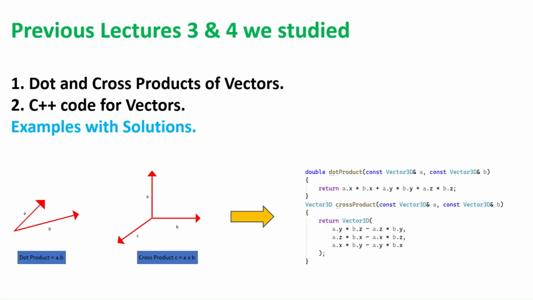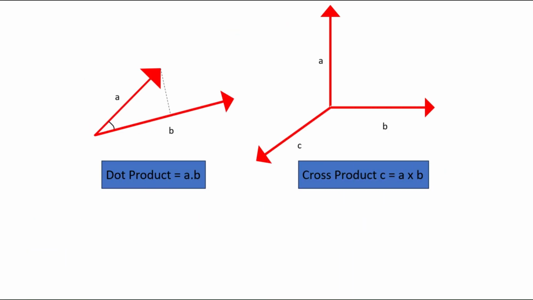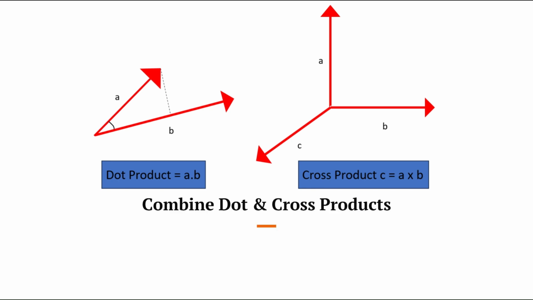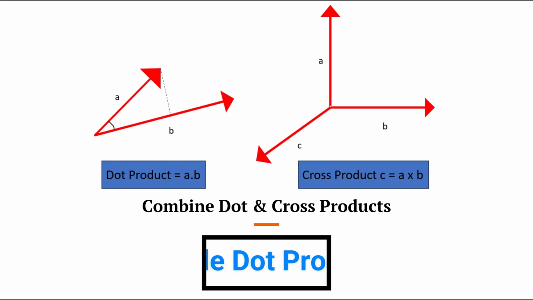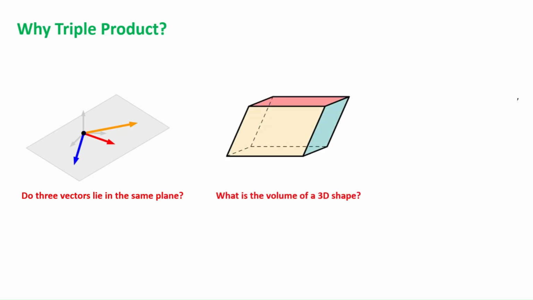In the previous lectures, we studied dot product and cross product of vectors and implemented them using C++. In this lecture, our goal is to combine dot and cross products to understand a powerful geometric concept called the triple dot product. In 3D geometry, many engineering problems require us to answer questions like: do three vectors lie in the same plane? What is the volume of a 3D shape?